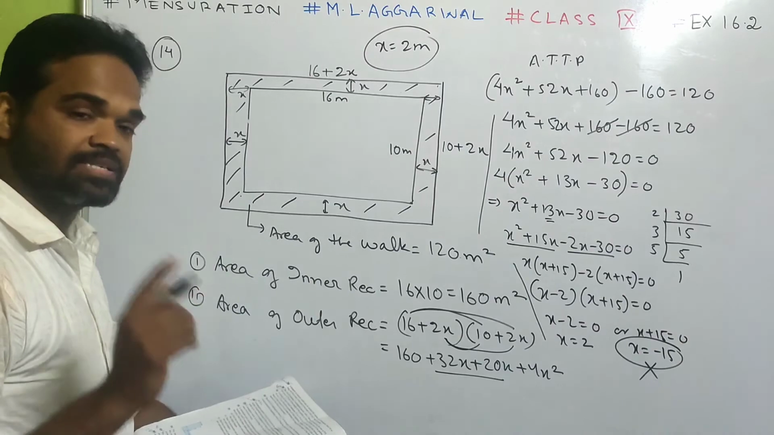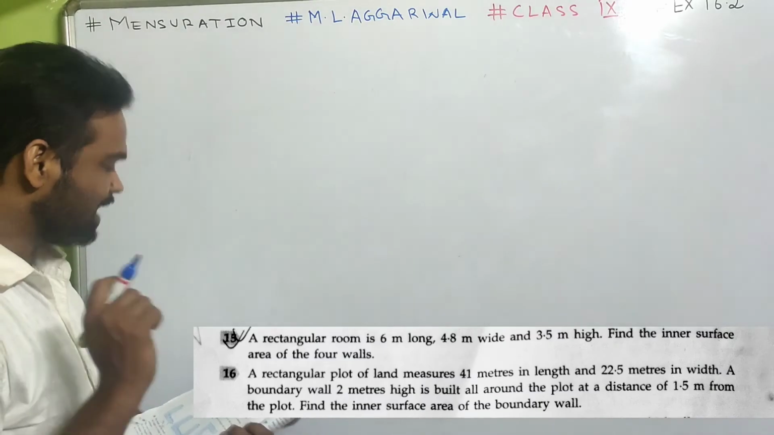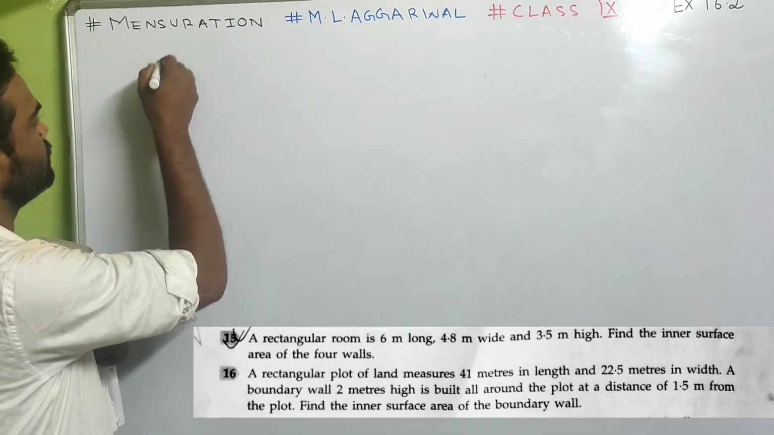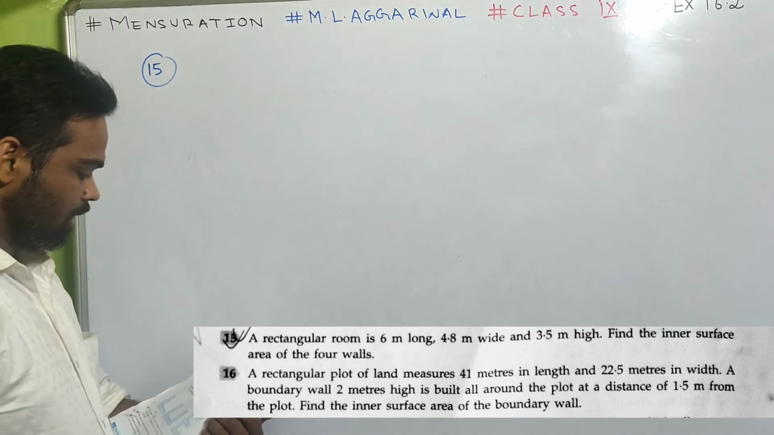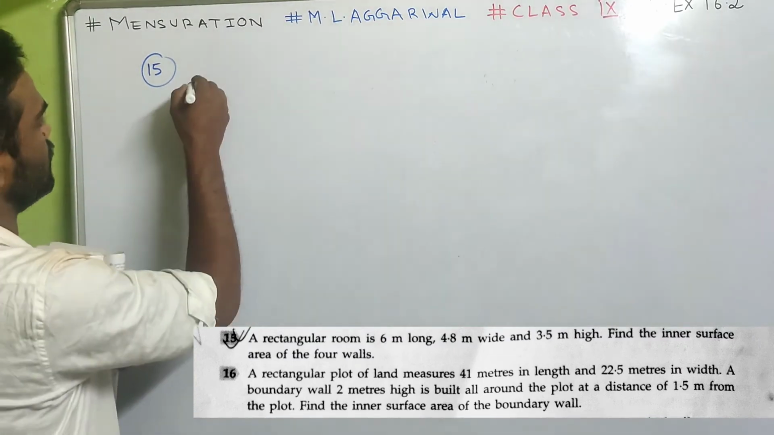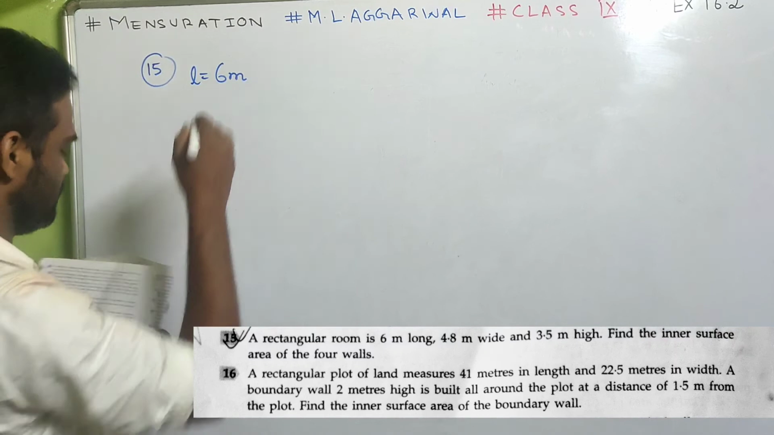Chalo, we look at sum number 15 now. Now look at number 15. Okay. A rectangular room is 6 meter long. The length is 6 meter.